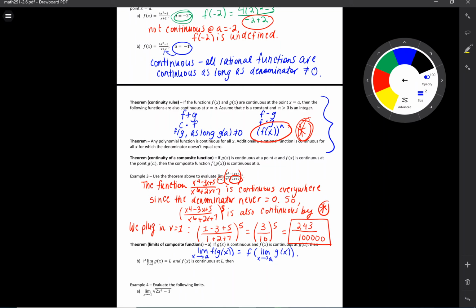And if the limit as x goes to a of g of x is equal to L, and f of x is continuous at this point L, then the limit as x approaches a of f of g of x is equal to the same thing, f of the limit as x goes to a of g of x.